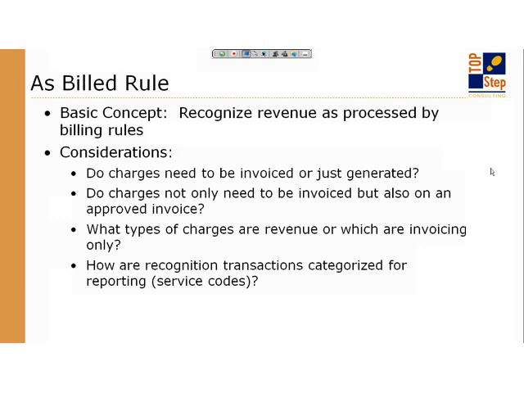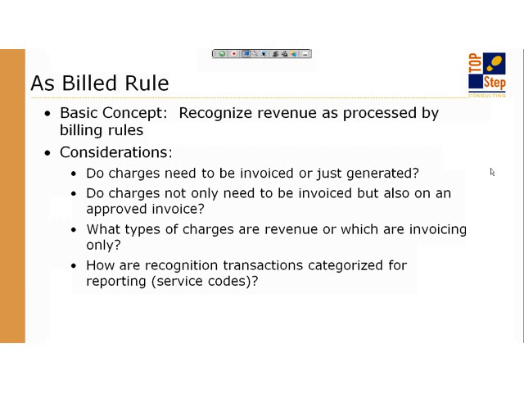There are other things, like what kinds of charges would you recognize as revenue? On the as-billed rule, you have the option to say, I only want to pay attention to hourly charges or expense charges. Maybe expense charges are not revenue, only fees are revenue, so hourly and fixed fee. So what kind of charges constitute revenue recognition? And of course, how are revenue recognition transactions categorized?